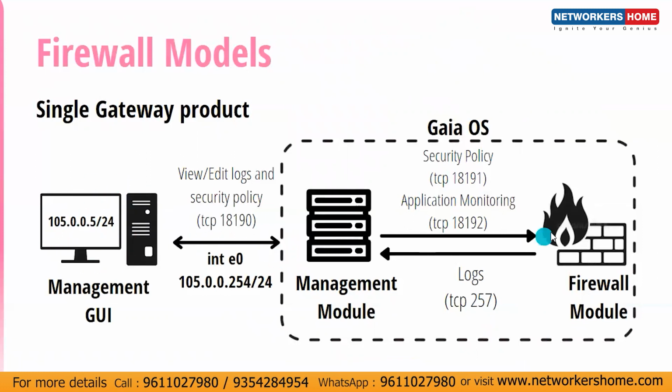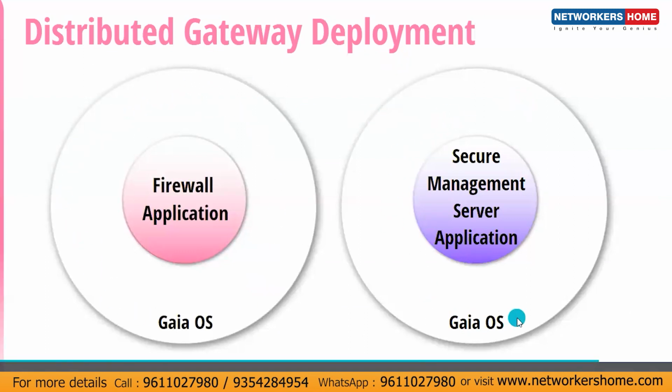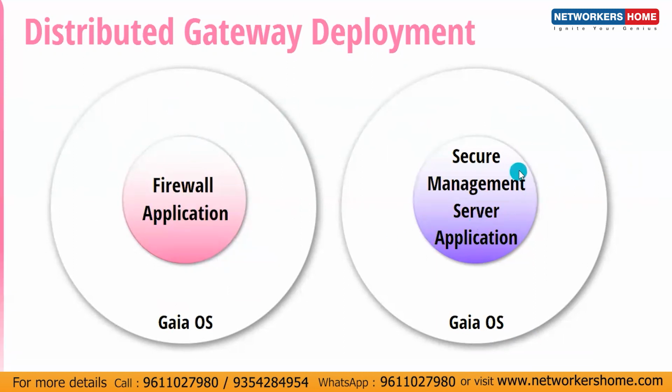Okay. And in the upcoming next video, we'll also see a distributed gateway deployment in which we'll have two different Gaia operating systems. In one Gaia operating system, we'll have the firewall application, and in the other Gaia OS, we'll have the secure management server application installed. So basically, we'll have two different machines.